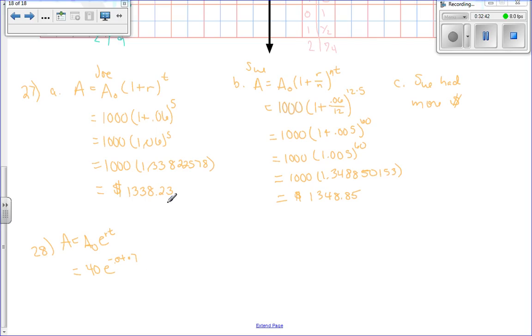I'm multiplying that. So we'll have 40 e to the negative 0.28. So we just take this and type it into the calculator. And we will get 30.231314966. And we'll round that to the nearest tenth, so it's 30.2 grams.